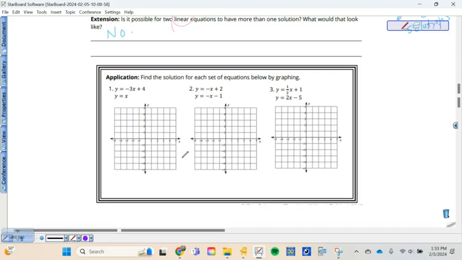Remember, for inequalities, we had 4 steps. We had to plot the y-intercept, and then we used the slope, and then we had to decide is it dotted or solid, and then we had to decide if we're shading above or shading below. Now, it's just those first 2 steps. Plot the y-intercept, plot the slope. So look at this first equation. Y equals negative 3x plus 4.